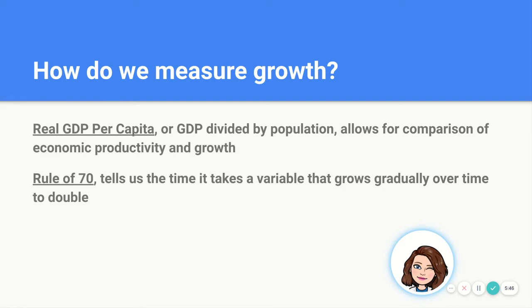The other way we can measure growth is through the Rule of 70, which tells us the time it takes for a variable that grows gradually over time to double. So we can use both of those to measure growth. You won't have to calculate those, you just need to know what they are.